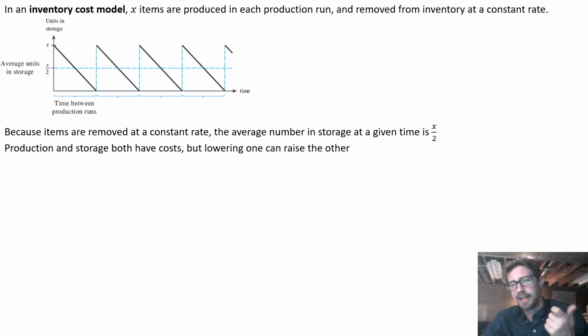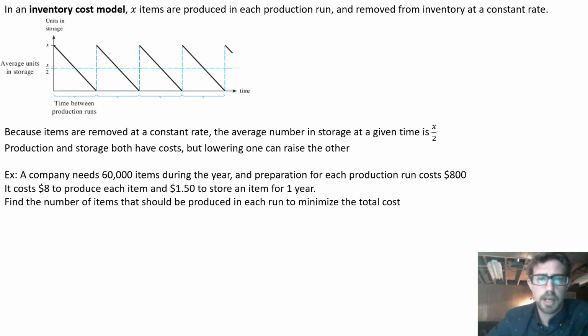You see how it's kind of like the last problem? If we make it longer, the width gets smaller and vice versa. So there's some sweet spot in the middle where, in this case, we're going to obviously minimize our total costs. So we have production costs and storage costs. We want to minimize them, but they are related.